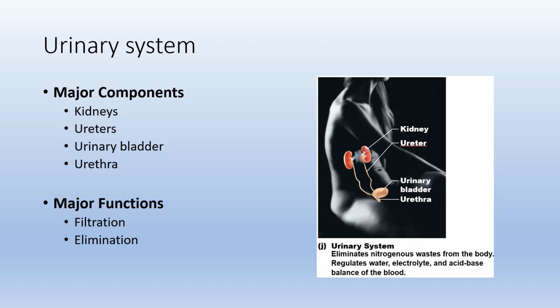The functions of the urinary system include filtration. The job of the kidney is to filter blood and to ultimately form urine. And lastly, the urinary system is responsible for elimination.